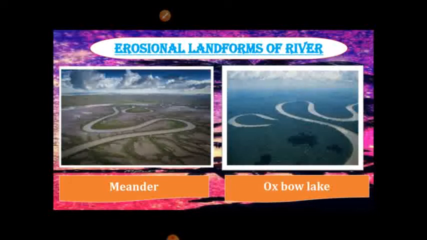Meander. As a river loaded with debris flows slowly, it forms sweeping loops and bends. These are referred to as meanders. Oxbow lake. Meanders in due course of time become almost a complete circle with narrow necks. This in turn gets unoccupied and forms a lake. This is called an oxbow lake.